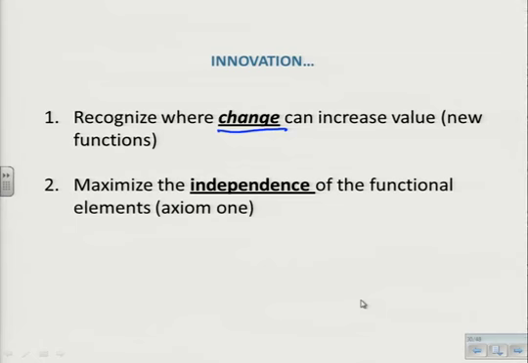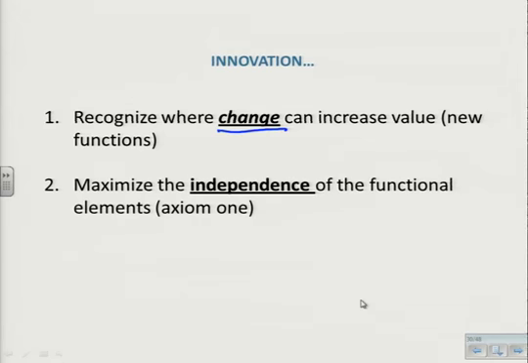So if I come in to a company or I look at a situation and I go, well, that's fine the way it is. I'm an engineer. I'm here to design things. That means coming up with new stuff. But I don't see anything I can change. Well, it's going to be difficult to increase the value.